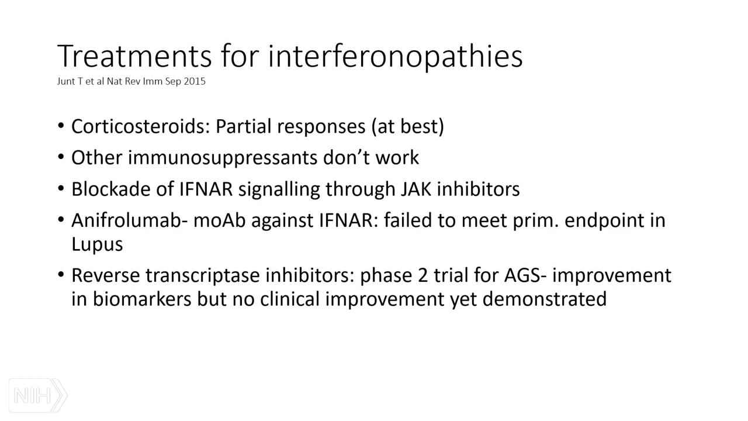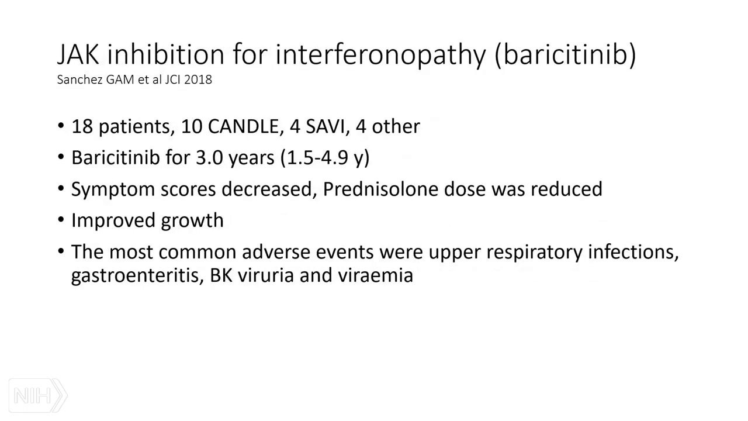Some folks have begun to look at reverse transcriptase inhibitors for Aicardi-Goutières syndrome. These can improve your biomarkers, but have not yet demonstrated any clinical improvement and therefore remain experimental. That's the work of Yannick Crow. So steroid and JAK inhibitors. One of the medicines is called baricitinib, and some work that we had taken part in with Raphaela and others at NIH. 18 patients, 10 with CANDLE, 4 with SAVI, and 4 other. In other words, no confirmed genetic diagnosis, but an interferon signature and in a bit of trouble. Therefore came into a compassionate use trial.